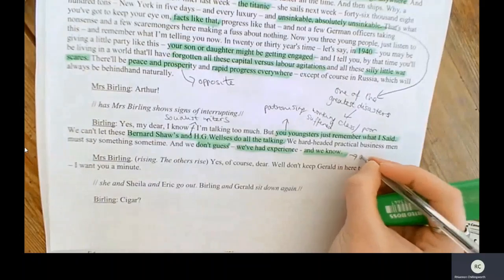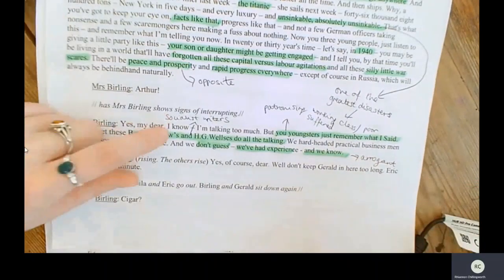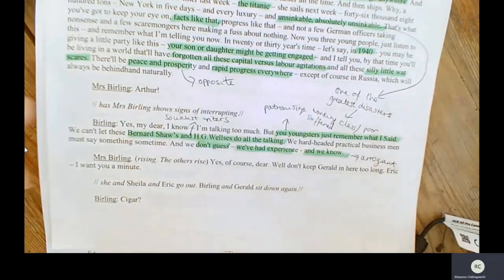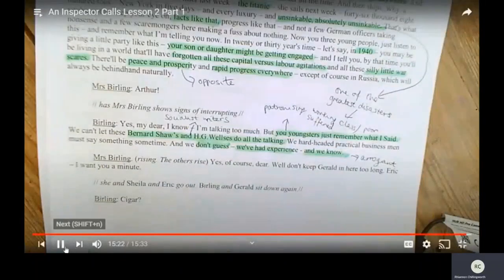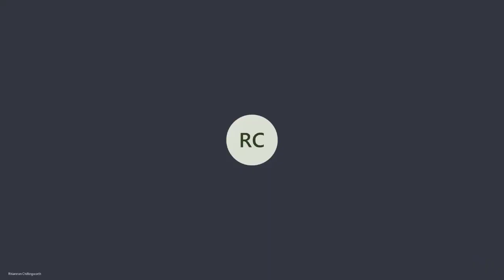So again, incredibly arrogant. And we can tell that he looks down on people like Bernard Shaw and H.G. Wells. Okay, so because my computer doesn't like uploading big files, I'm going to stop this and then look to part 2. Okay, so that was a little bit lengthy, I appreciate, but hopefully you have now got a really clear idea about what Mr Birling is saying in his speech.